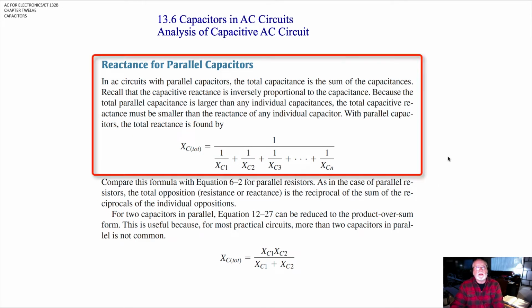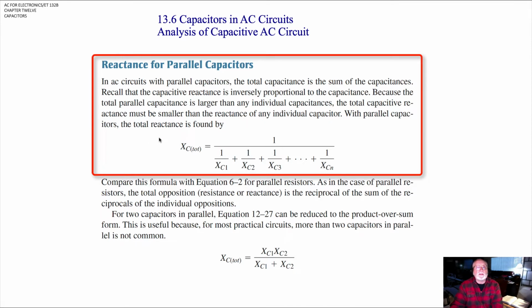For parallel capacitors, dealing with reactance in AC circuits with parallel capacitors, the total capacitance is the sum of the capacitances. Recall that the capacitive reactance is inversely proportional to the capacitance. So you can see we have 1 over XC 1 added to 1 over XC 2 on to the nth capacitor. We do that, and then we do our inversion. Because the total parallel capacitance is larger than any individual capacitance, the total capacitive reactance must be smaller than the reactance of any individual capacitor.